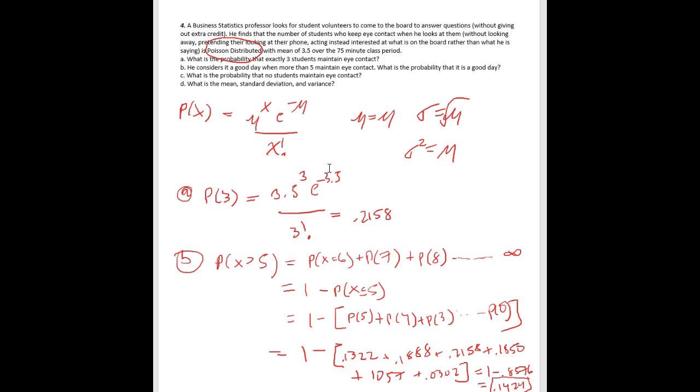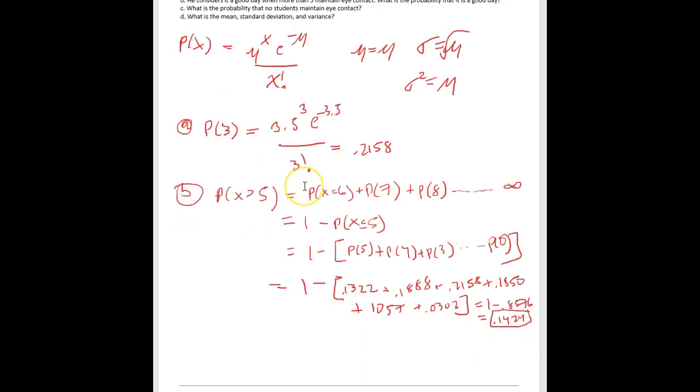Okay, so that's that. Hopefully that made sense to you. That's very similar to the binomial in the way that we calculate it. Let's move on to see what is the probability that no students maintain eye contact. So that's a relatively easy one. So one, we can go to our table and we can just find that it's 0.0302. But if I asked you how to calculate that, you just plug everything into this formula.